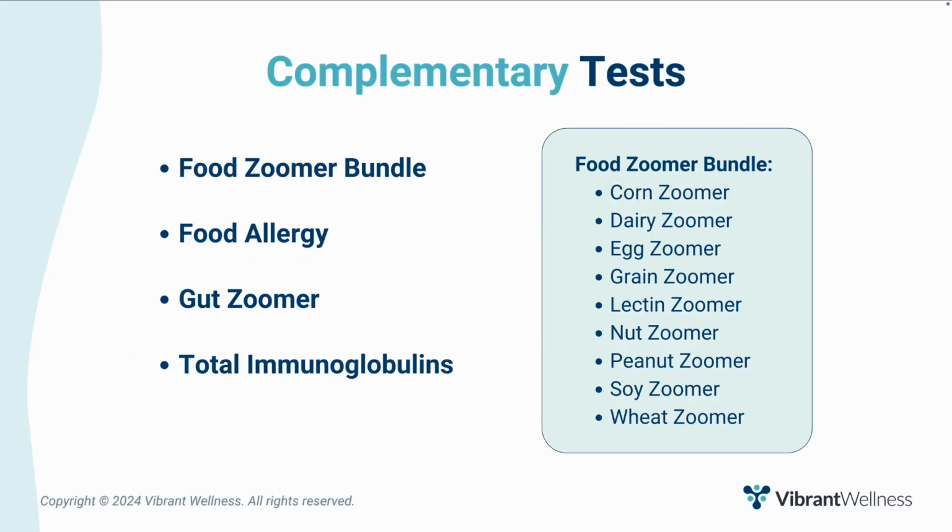In addition to the corn zoomer, consider a food zoomer bundle to assess immune reactions to peptides and other commonly consumed foods, such as the dairy zoomer, egg zoomer, grain zoomer, lectin zoomer, nut zoomer, peanut zoomer, soy zoomer, and wheat zoomer. Also, the food allergy panel to assess IgE immune reactions to 12 of the most common food allergens. Note, if this test is ordered, the results will populate alongside food zoomer results. And also the gut zoomer to assess for gastrointestinal imbalances that may potentially increase the risk for food sensitivities.